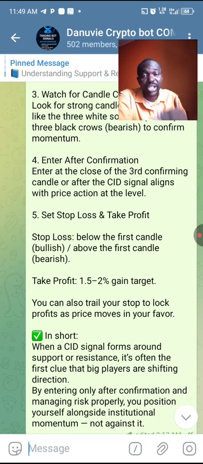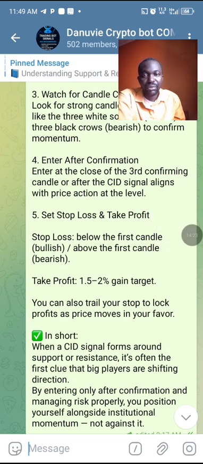So you can also trail your stop to lock profits as price moves in your favor. I did a video about stop losses and take profits and how to trail your stop. I've posted it in the group. So please, you can watch that video. I've made the video. Just watch that video, understand what stop loss, take profit is, and how to trail your stop.